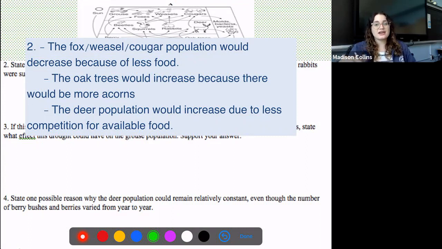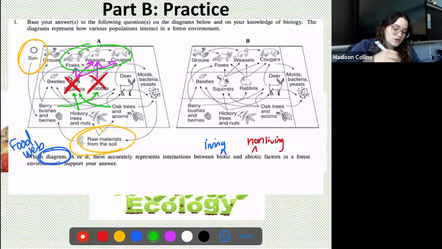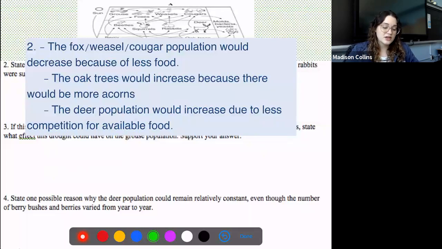We saw that they were connected to those squirrels and rabbits. And if they don't have any food, those populations are going to decrease. So the fox, weasel, and cougar populations that we saw right here would decrease because their food sources of those squirrels and rabbits are gone. They don't have enough food to survive. So we're going to see those populations decrease. We would also see the oak trees populations increase, those producers, because there would be more acorns. They're not being eaten as often by those squirrels. So we're going to see those oak tree populations increase.